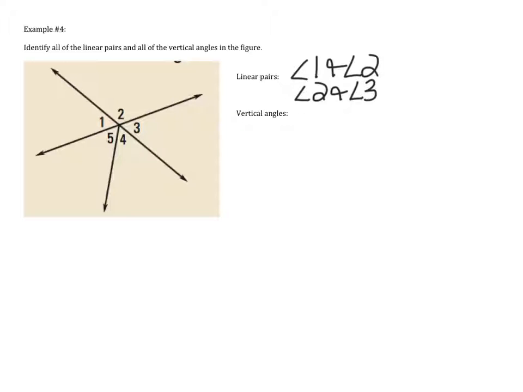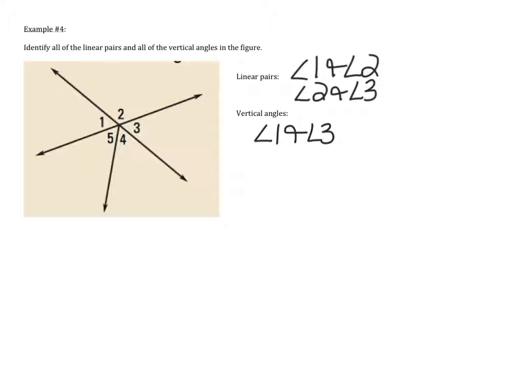Moving on to vertical angles. So remember from the last slide, vertical angles are formed by the same two intersecting straight lines. So if I look at these, I have this line intersecting with this line. So again, this line right here with this line right here. And vertical angles sit across from each other. So I have angle 1 sitting across from angle 3.